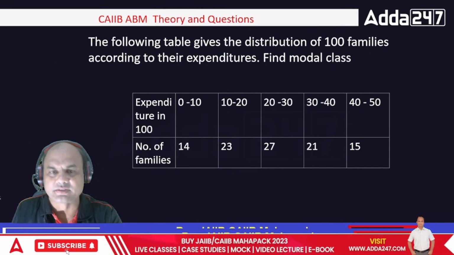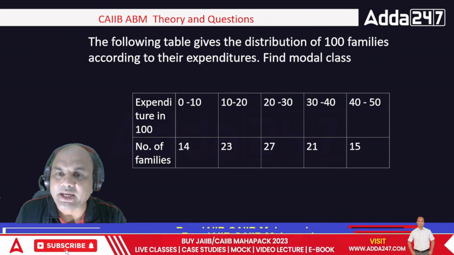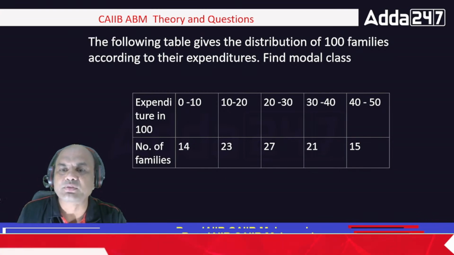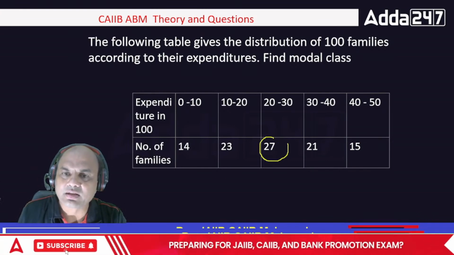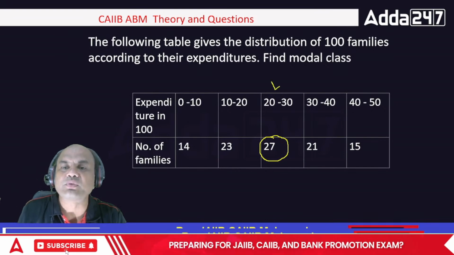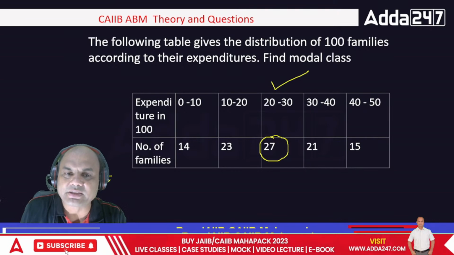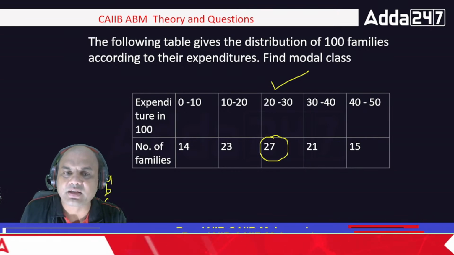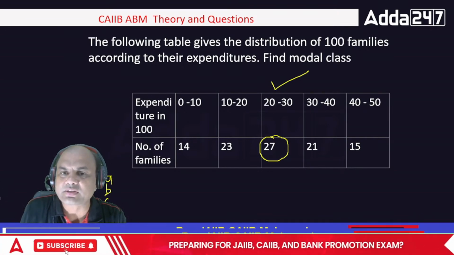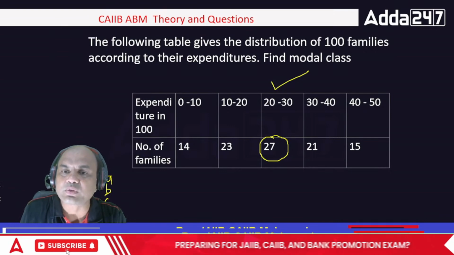Which is the maximum one? That is known as the model class. Correct. So my model class is 20 to 30. This is my answer. In the options, you will be given A, B, C, D, so you'll be given these classes. So the correct answer is 20 to 30.